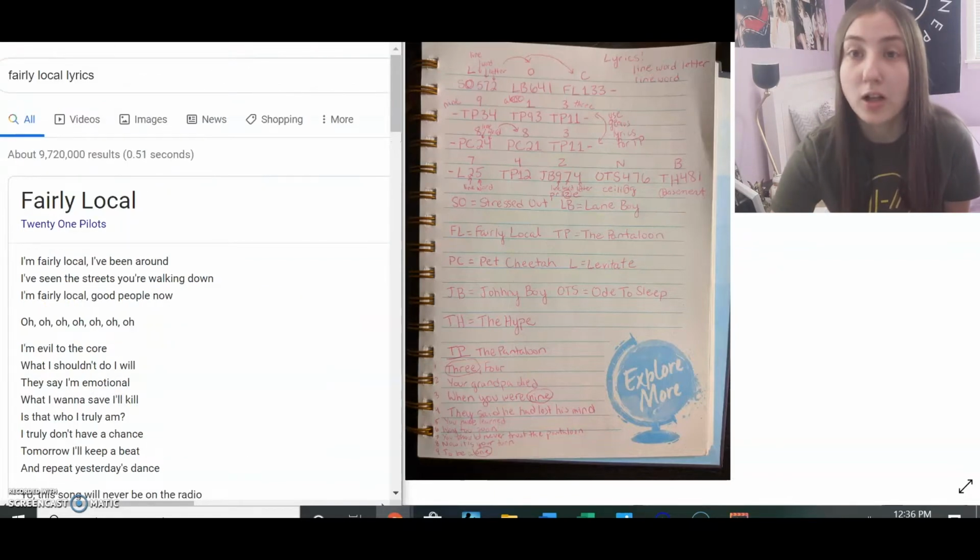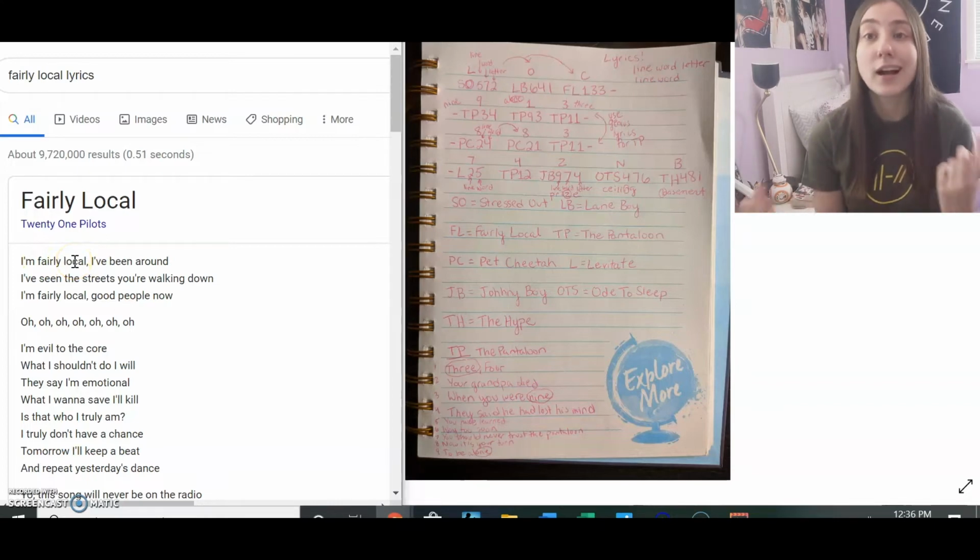Now we're going to go to FL, which is fairly local. And we have first line, third word, third letter. So first line, third word, third letter: 1, 2, 3, C. So there we have our LOC.